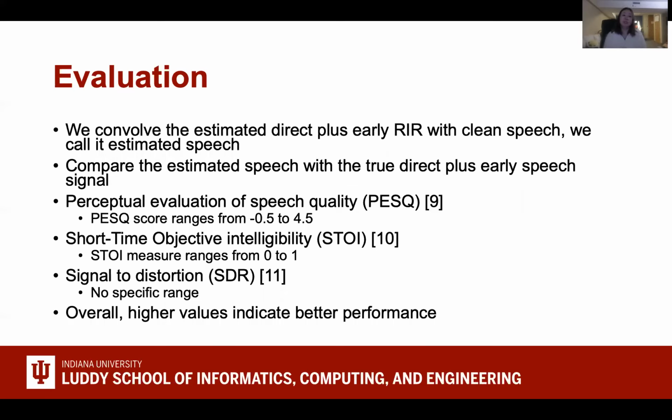For the evaluation, we convolve the estimated direct plus early room impulse response with clean speech. We call it estimated speech, and we compare the estimated speech with the true direct plus early speech signal. And we use 3 different measurements here: PESQ, STOI, and SDR. The PESQ score can range from -0.5 to 4.5, and the STOI measure ranges from 0 to 1. And there's no specific range for the SDR measure. Overall, higher values indicate better performance.